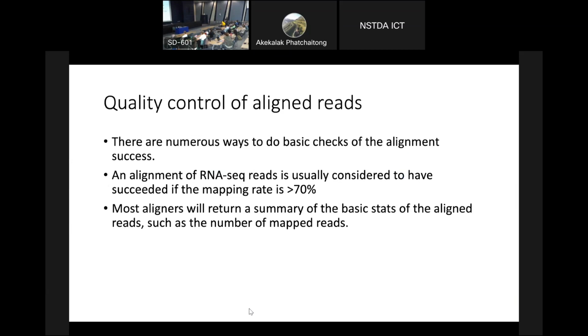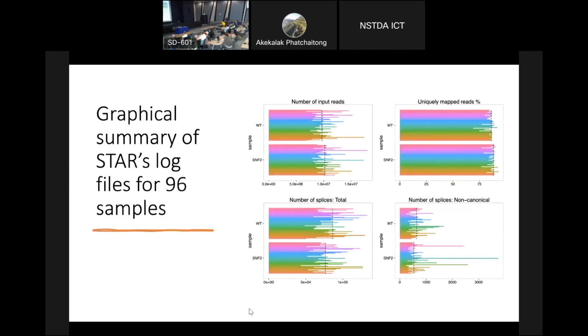Such as the number of mapped reads. Here's an example of a report from STAR's log file for 96 samples. It gives you the number of input reads and all kinds of other statistics. And the line you see in the middle here is the median of those across the samples.